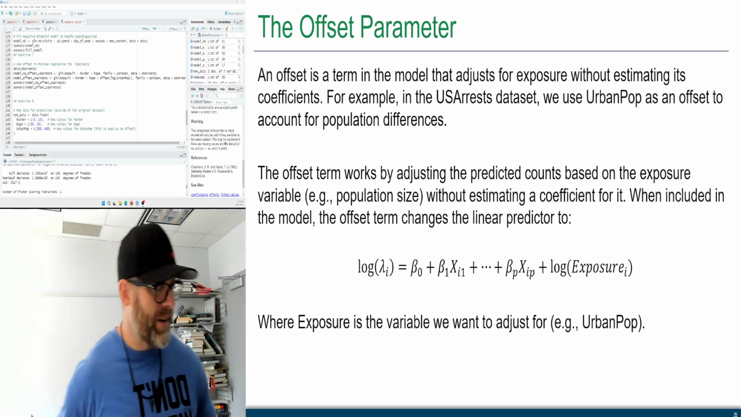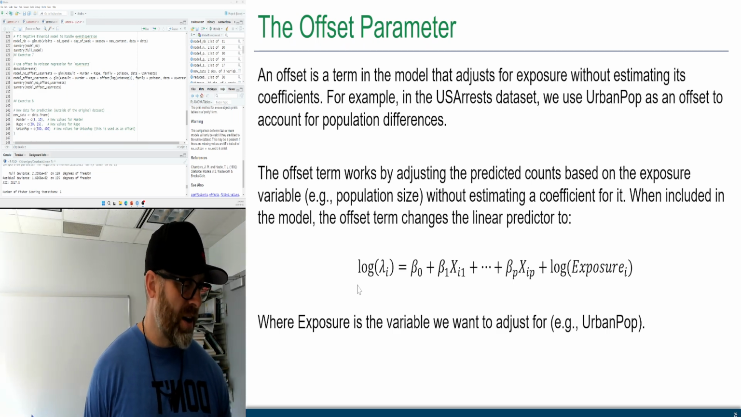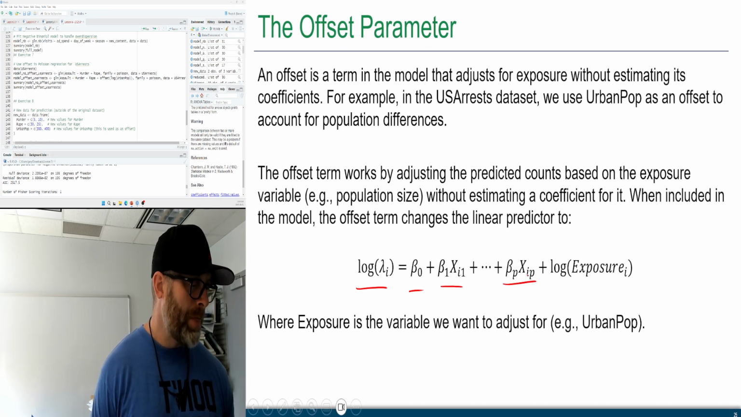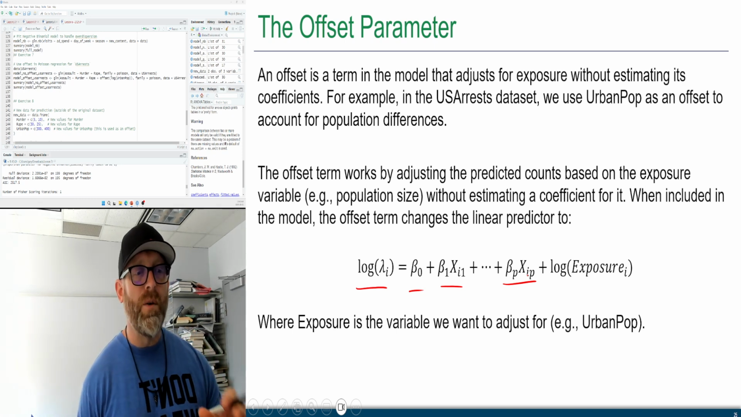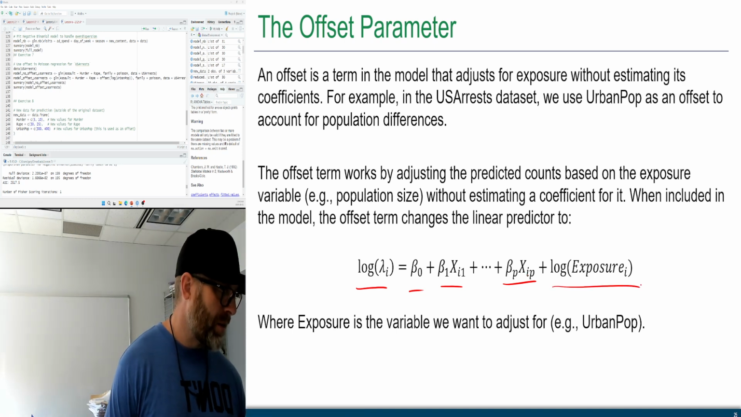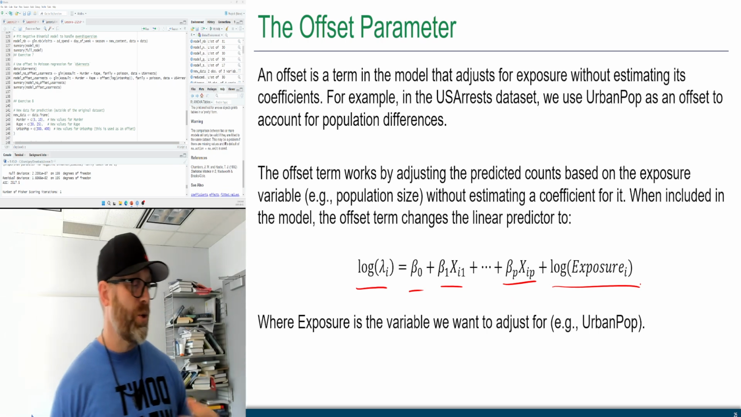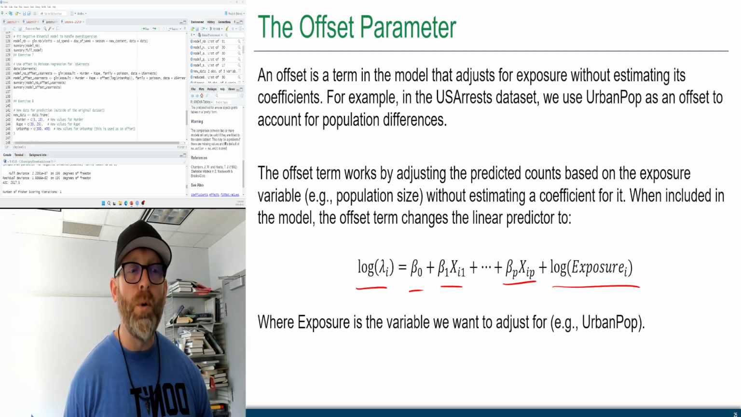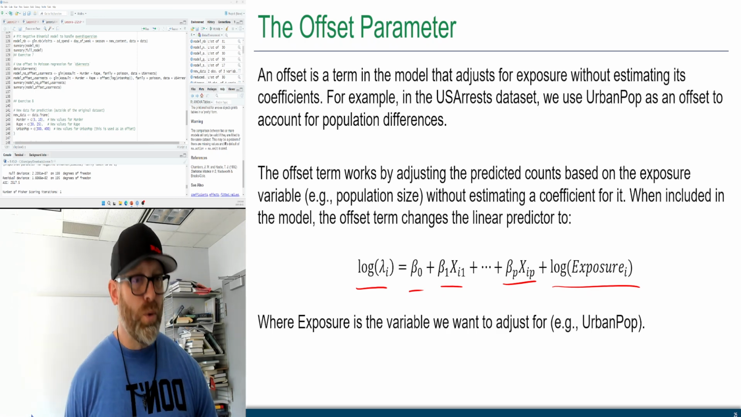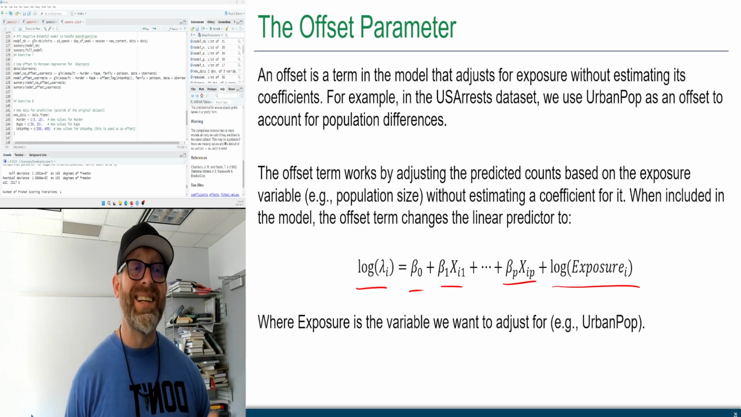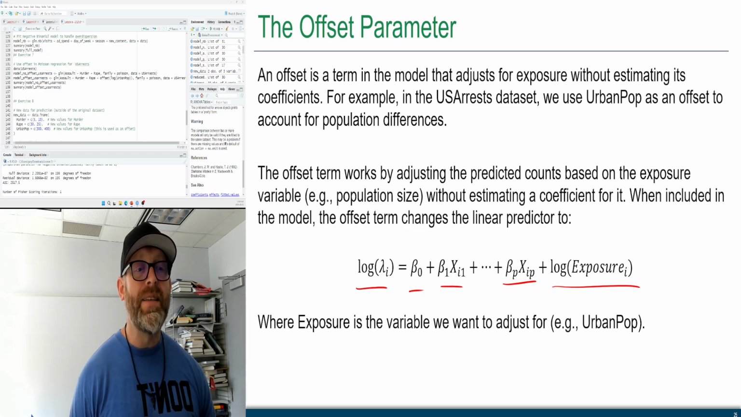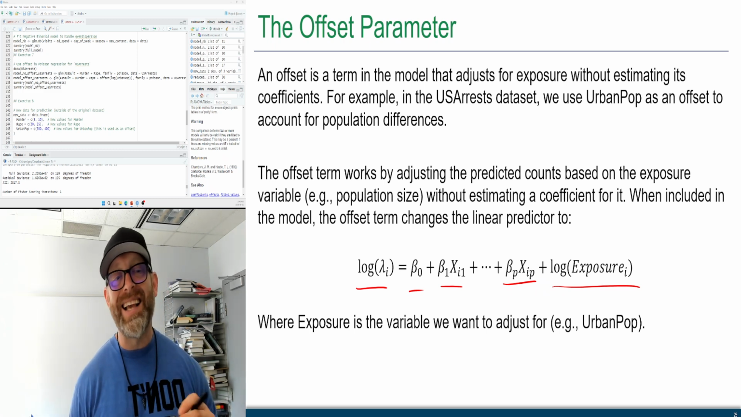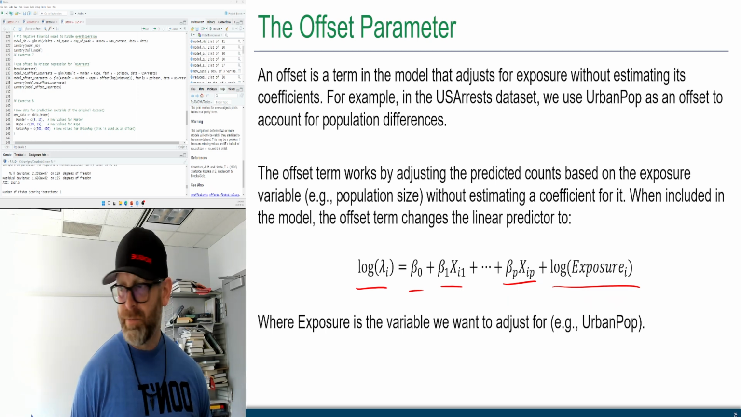And what we see in the model here: what we had beforehand is our log lambda is equal to beta naught plus beta 1 x 1, all the way up to beta p x p. Notice the betas are those coefficients, but now I have an exposure variable here, something that I'm adding to it, but it has no coefficient, and that's what we want. Included in the model, the offset term changes the linear predictor to exactly what I have down here, where exposure is the variable we want to adjust. Again, in this case, it's urban population.